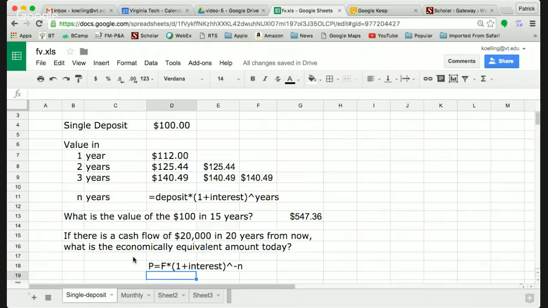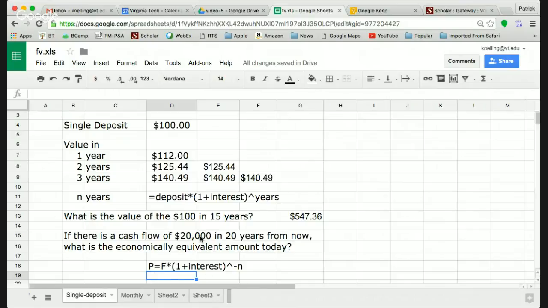All we need to do, if this is the future amount, is equal to the deposit or the present amount times 1 plus i to the n, then we can just take this 1 plus i to the n to the other side of the equation. It becomes 1 plus i to the negative n, and we can move a future amount back to the present. So let's see how we would do this.